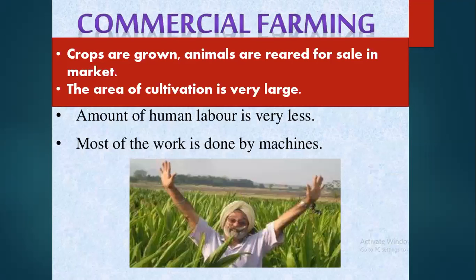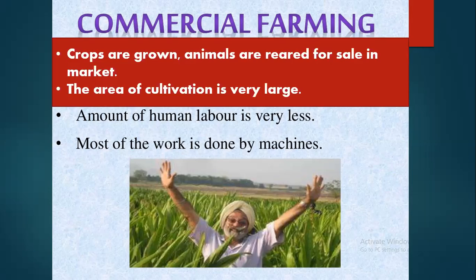Okay. Now commercial farming. Commercial farming means crops or animals are grown and reared for sale in the market. Commercial farming does not include only crops. Animals are also reared here, and they are not for the family consumption of the farmer. It's for sale in the market. And here the area of cultivation will be very large.